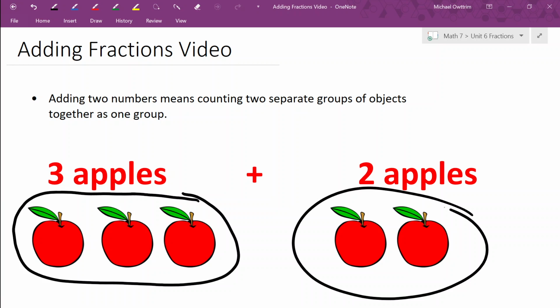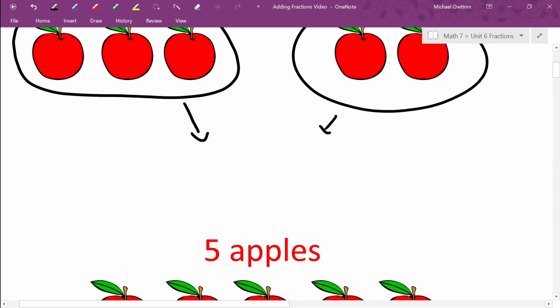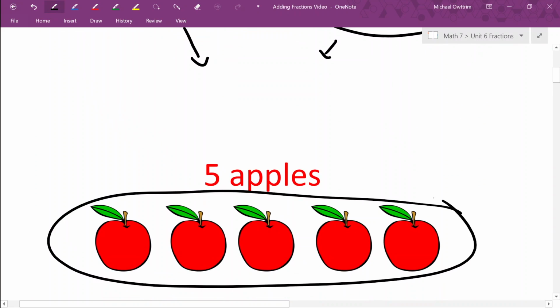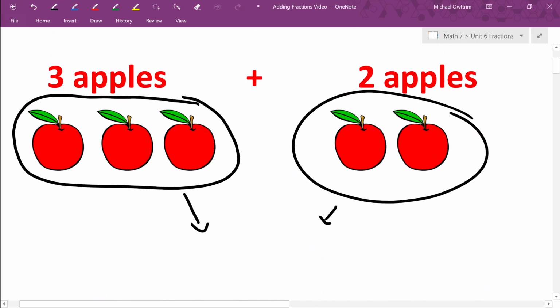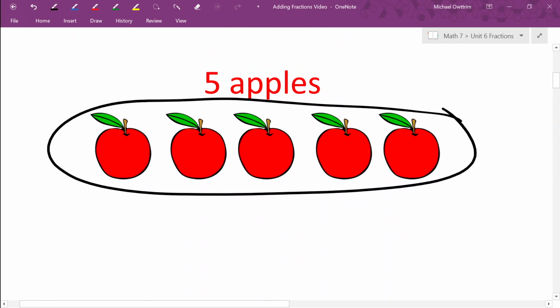Well, obviously when we add two numbers, it means to take two separate groups of objects and count them together as one group. So back in elementary school, if we were doing 3 apples plus 2 apples, we've got a group of 3, we've got a group of 2. We're going to go ahead and count those two groups as a single group, and of course, what would be in that group? There would be 5 apples in total. Originally, we had 1, 2, 3, and then 4, 5 from the other group, making us have one group of 5 apples. Obviously, that's not so bad.